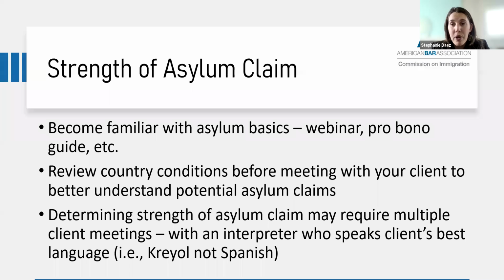Make sure you have an interpreter so you can understand your client, and try to review some country conditions so you can understand the background of the country your client is from, which might also help you understand when they're saying something that happened to them. It might help you understand that there is an asylum claim there.